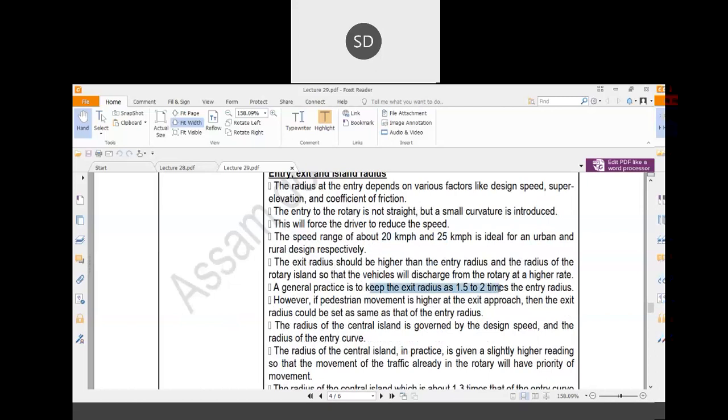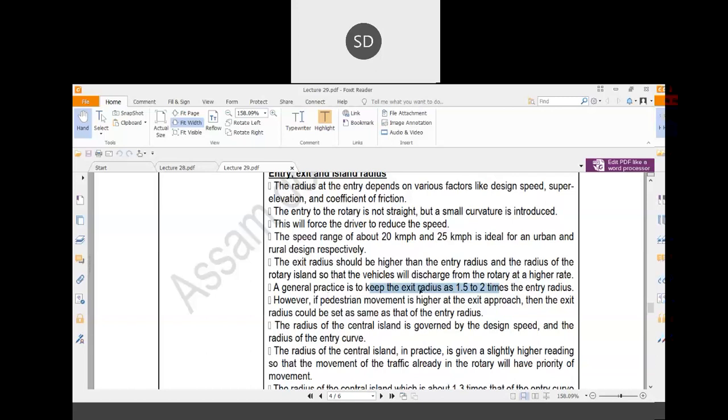Suppose your entry radius is 50 meters. In that case, your exit radius should ideally be 100 meters, so that whenever the vehicle is exiting the rotary, its speed could be increased.